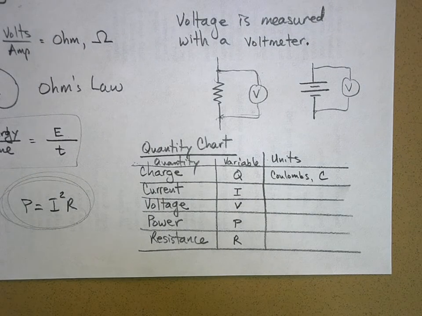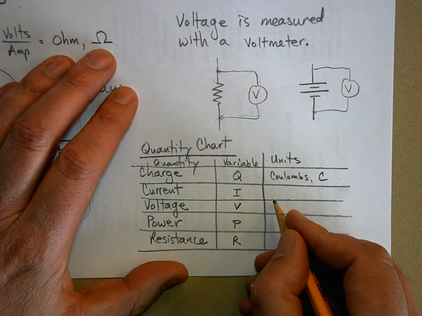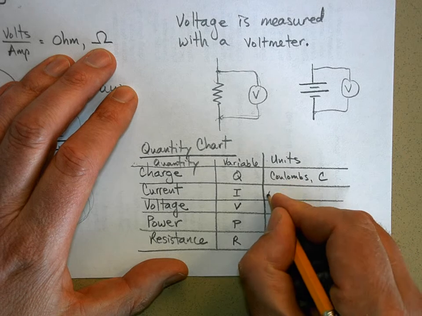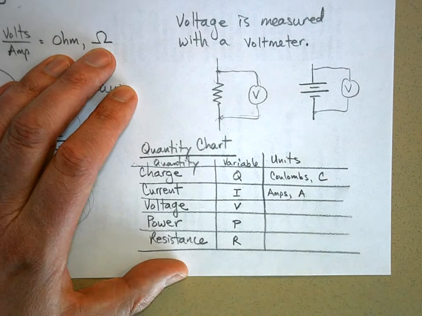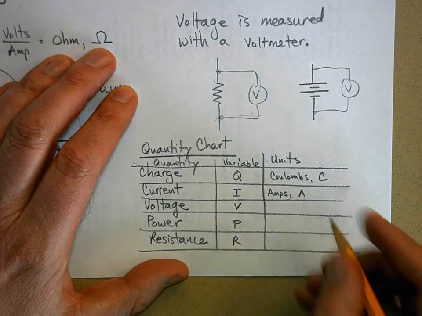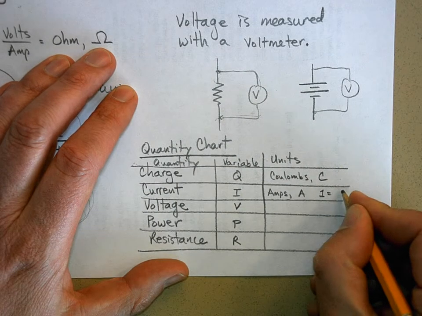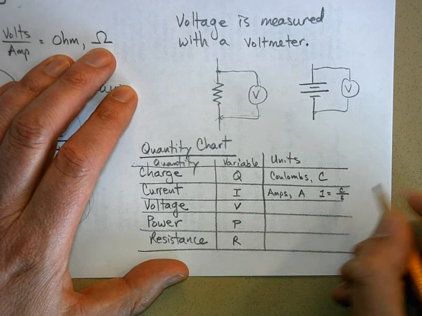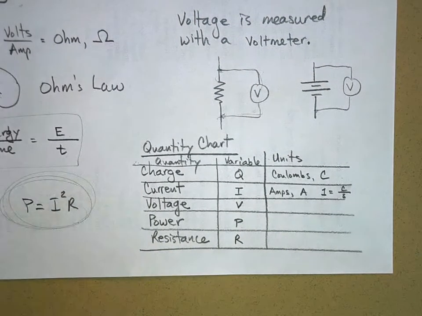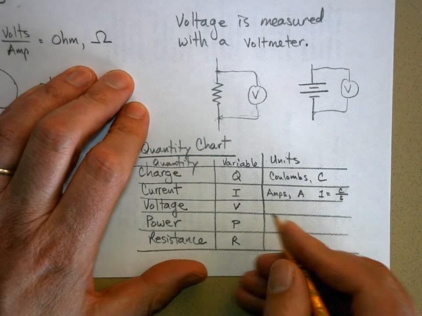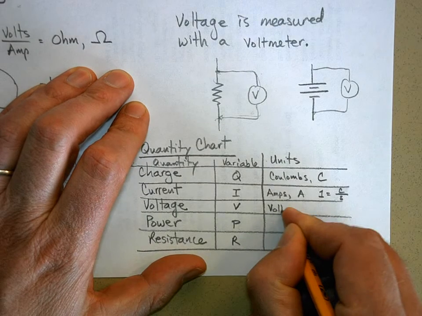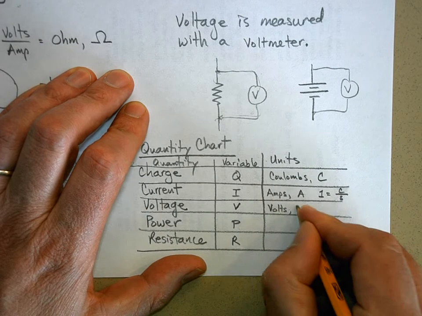Now for current, we have amps and the letter A. But what is an amp? It's a coulomb per second. So you kind of break it down a little bit. Like, what is it in terms of what makes sense? Now, voltage is measured with what unit? Volts, which we abbreviate with the letter V.